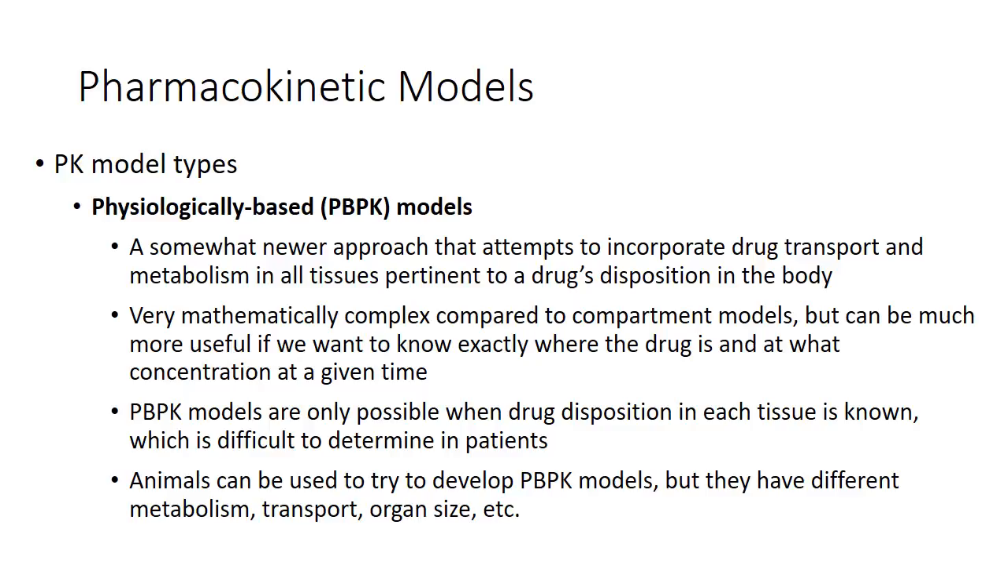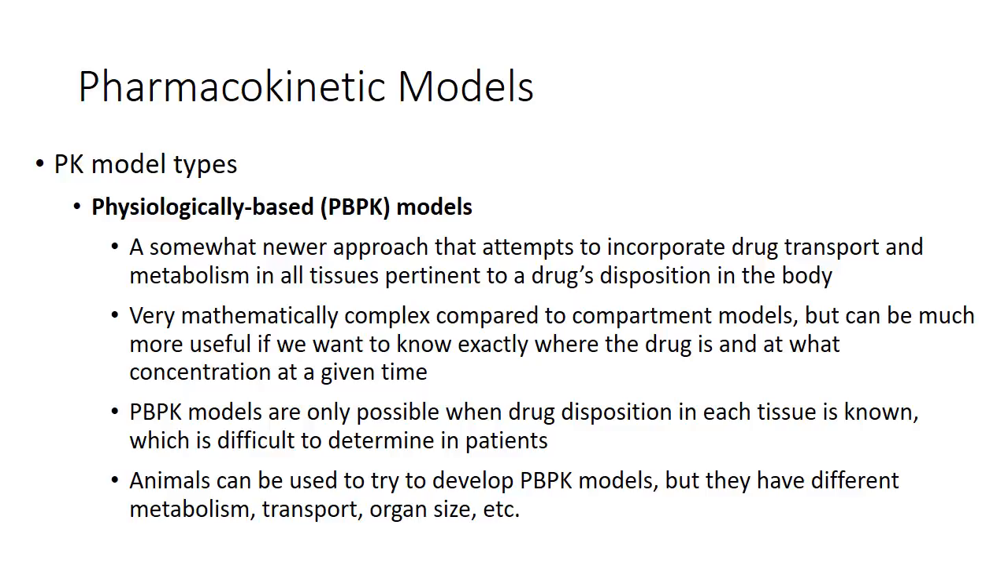And what they do is they attempt to incorporate drug transport and metabolism in every single tissue pertinent to a drug's distribution in the body. So the equation involves every single piece of knowledge that we have about every tissue. So there will be rate constants for the kidney, rate constants for the liver, and each one of those might have subconstants which might reflect each transporter in each organ. So we're not going to get into that too much because it's very mathematically complex, or at least there are a lot more constants involved.